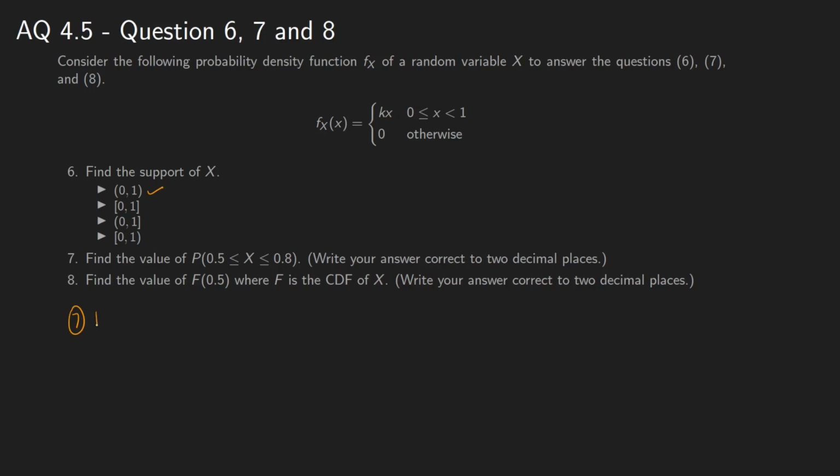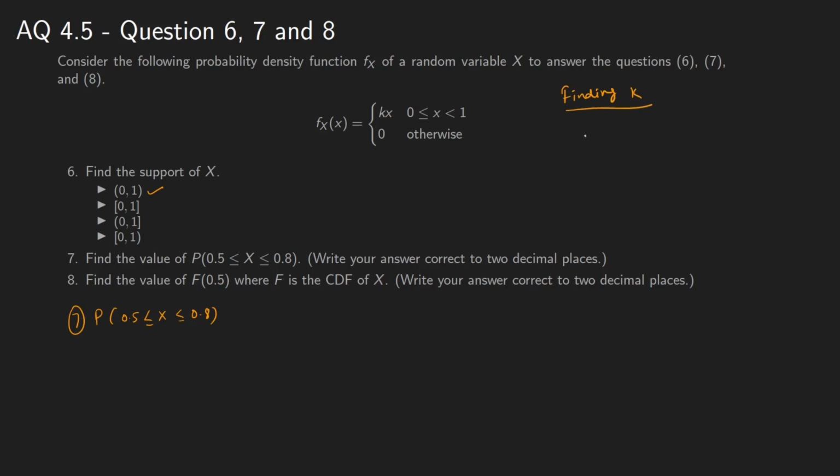Question number 7: we have to find the probability that x will take values between 0.5 and 0.8. We have the PDF function and we can easily calculate this probability by integrating it between 0.5 and 0.8, but we don't know the value of k. So what we can do is integrate this PDF function, equate it to 1 and find the value of k. Then by putting in k, we will be able to integrate from 0.5 to 0.8 and find the required probability. So first of all, let's find k.